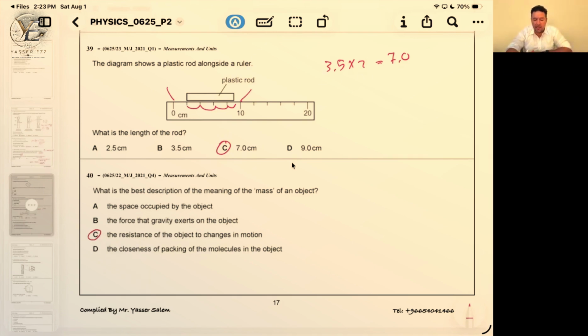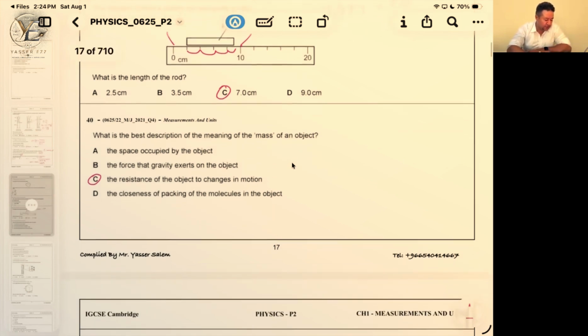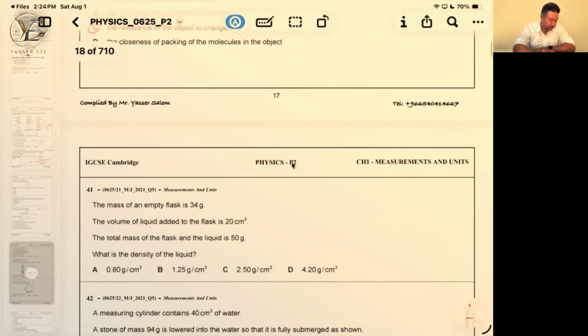It matches the definition for the inertial mass, or the scientific definition for the mass. No need for reading the other options. The space occupied by the object is the volume, the force that gravity exerts on the object is the weight, the closeness of packing of the molecules is its density. So C is the correct answer for sure.